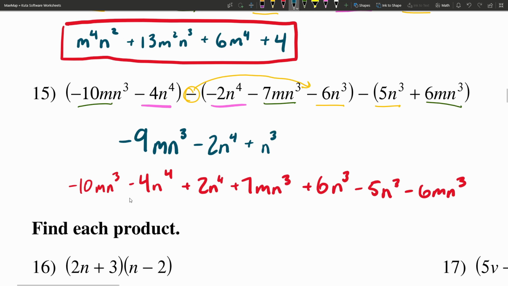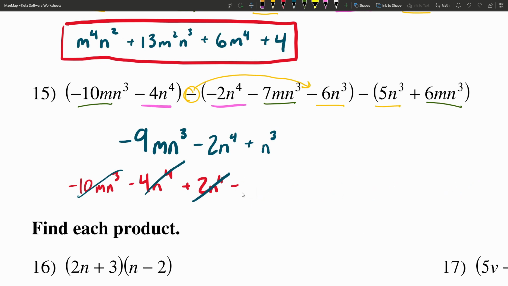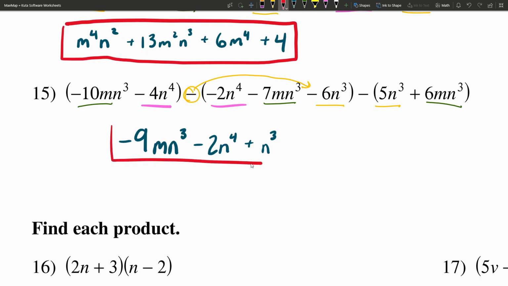Combining all those together, here we had the negative 3, but with another negative 6, that was that negative 9. Here we have negative 4 plus 2, which was the negative 2, and 6 minus 5, which was that n cubed. So you could also write everything out. But that's our final solution for number 15. The last solution on that set of directions.